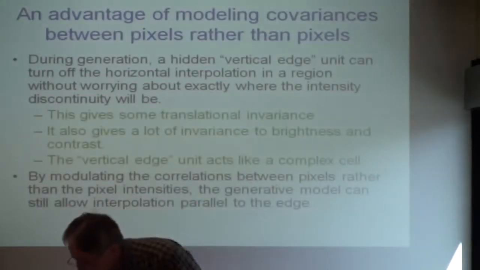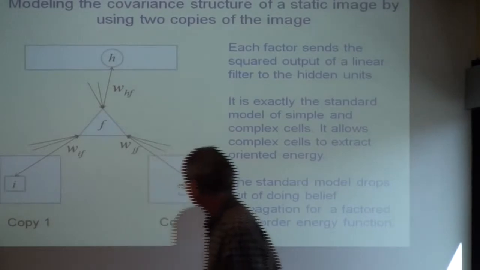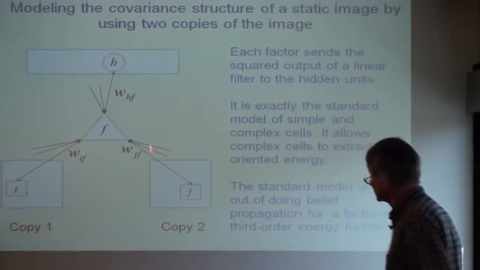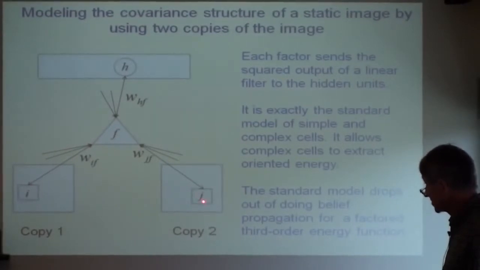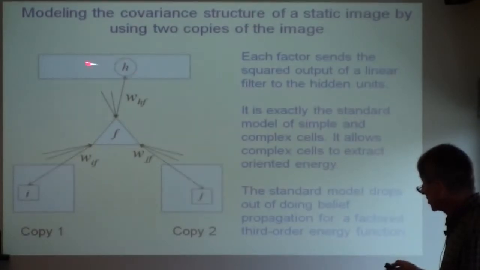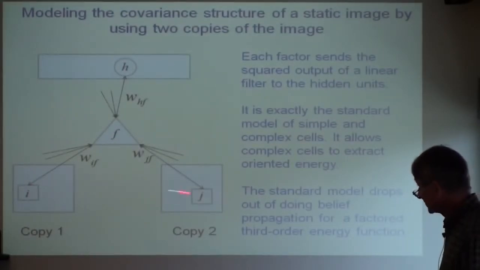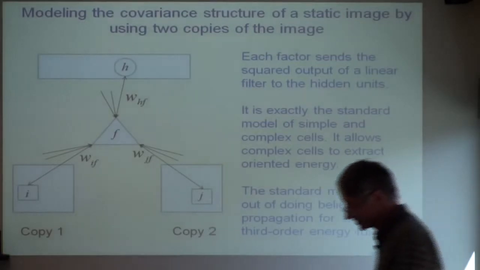So one way of seeing it is this. If this hidden unit here is on, it puts in a weight between pixel i and pixel j that's equal to this weight times this weight times this weight. Okay. So these are controlling effectively the Markov random field between the pixels, so we can model covariances nicely.